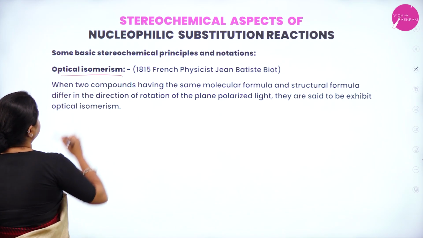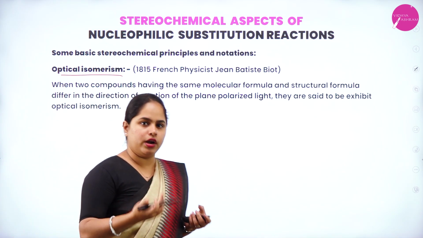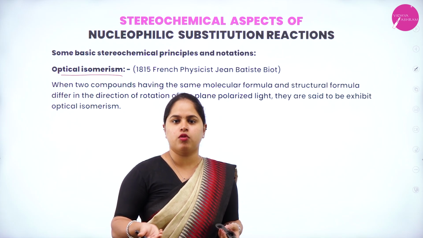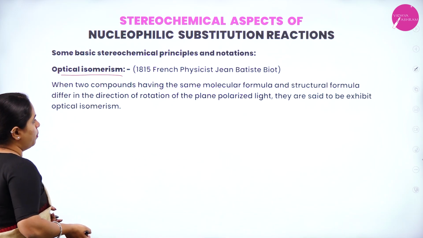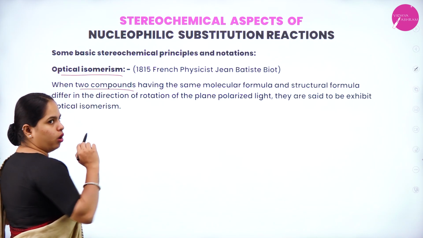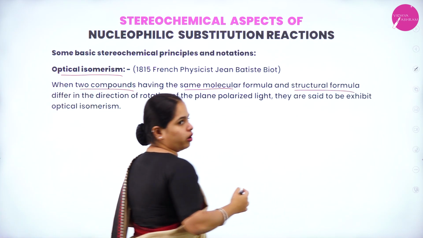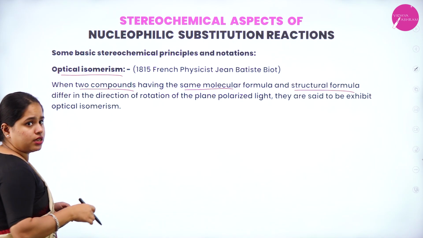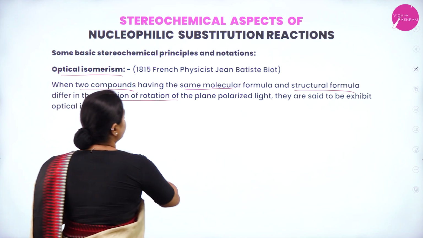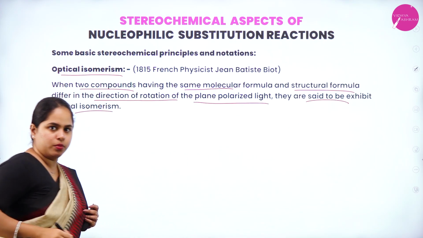So first is optical isomerism. You might be familiar with optical isomerism already. In class 11 itself you have studied what is geometrical isomerism and optical isomerism, right? So when there are two compounds which have the same molecular formula and the same structural formula also, then what is differing? They differ in the direction of rotation of the plane polarized light. They are said to exhibit optical isomerism.